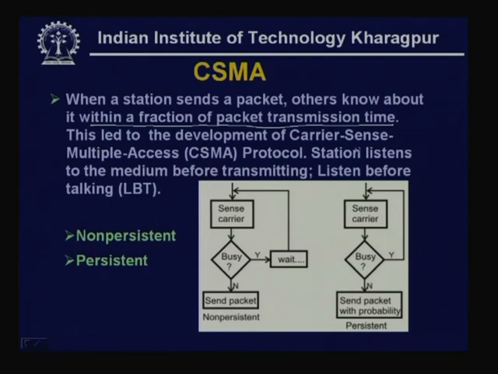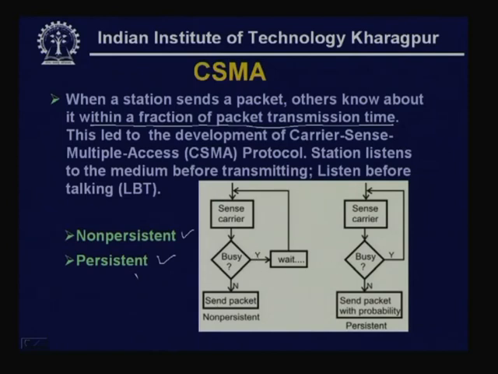So, this led to the development of the carrier sense multiple access protocol, which is essentially based on the station listening to the medium before transmitting, or listen before talking. That means, first you check the medium, and only if it is free do you send. So, the collisions will reduce, and it has two varieties, non-persistent and persistent. Let us see what happens in non-persistent. Each station senses the carrier. If it is busy, then it waits for a random amount of time, in case of non-persistent. On the other hand, if it is not busy, then the packet is sent.